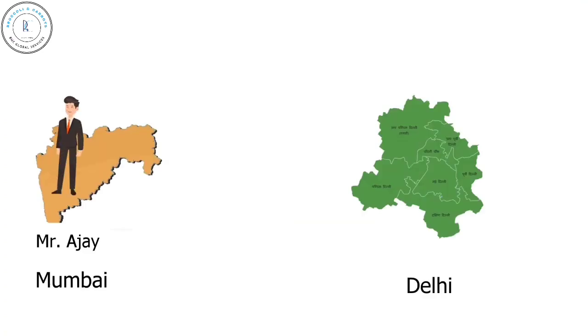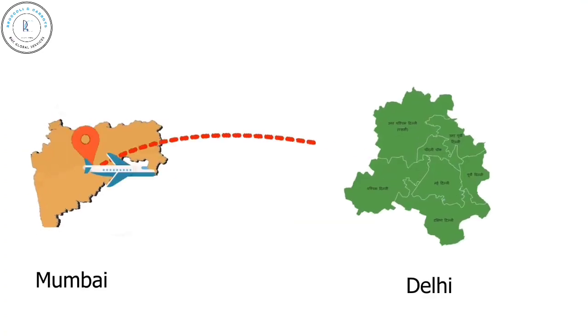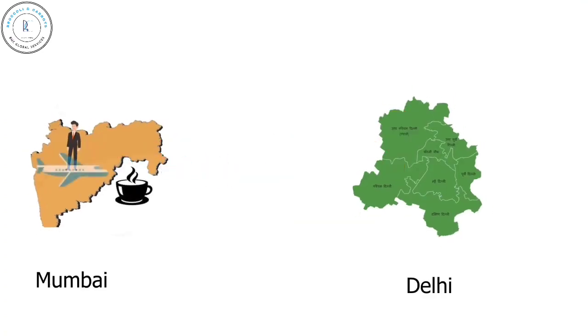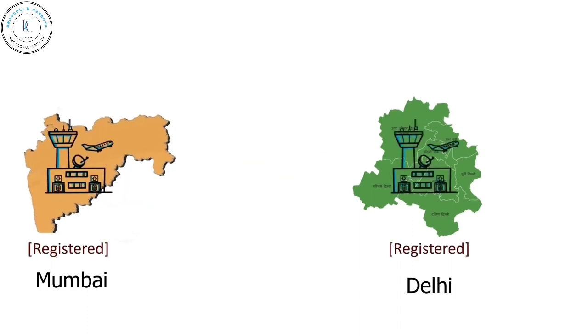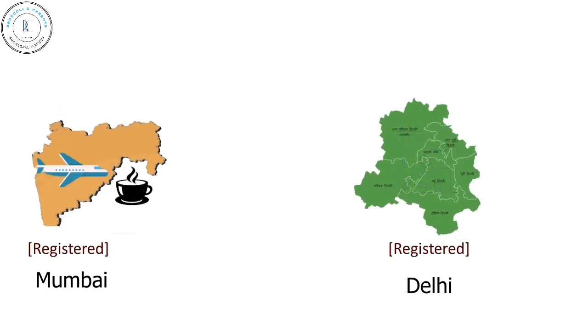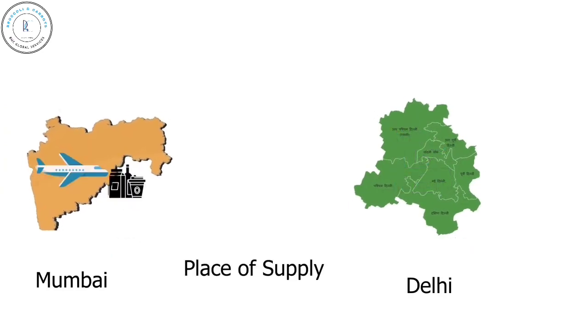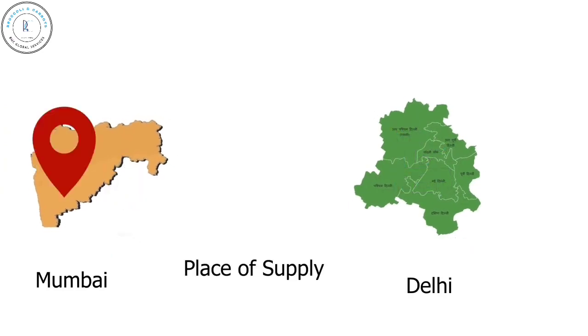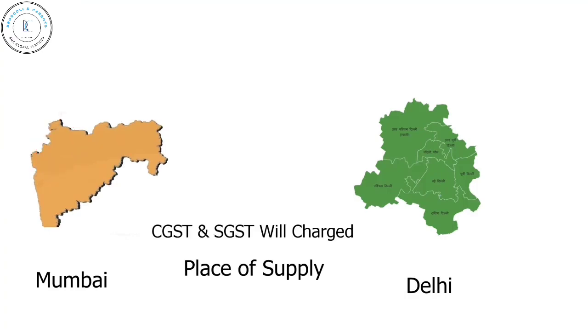Example of goods supplied on a plane. Mr. AJ is traveling from Mumbai to Delhi by air. He purchases coffee and snacks while on the plane. The airline is registered in both Mumbai and Delhi. The food items were loaded into the plane at Mumbai, so place of supply becomes Mumbai. CGST and SGST will be charged.